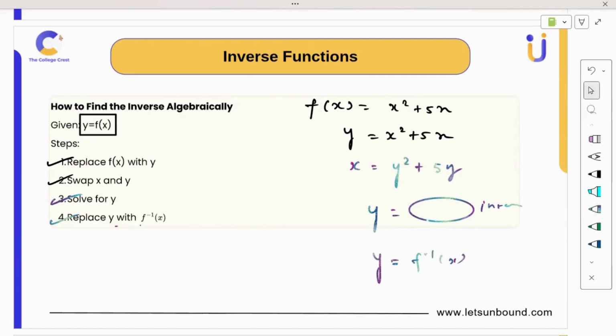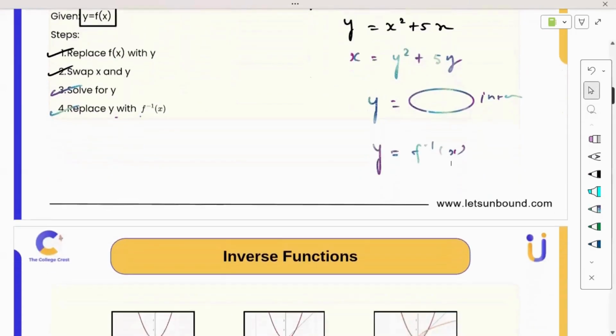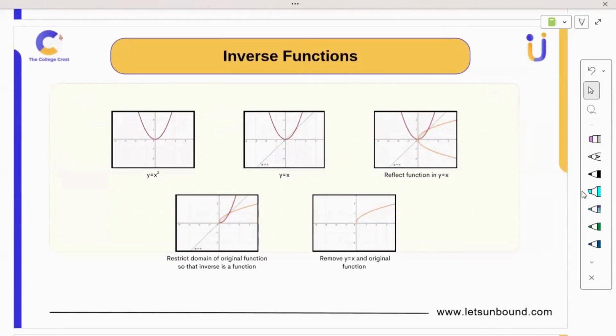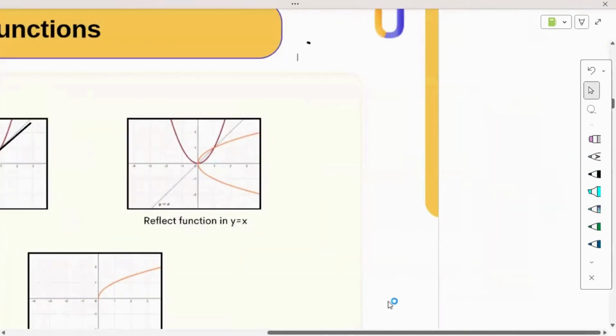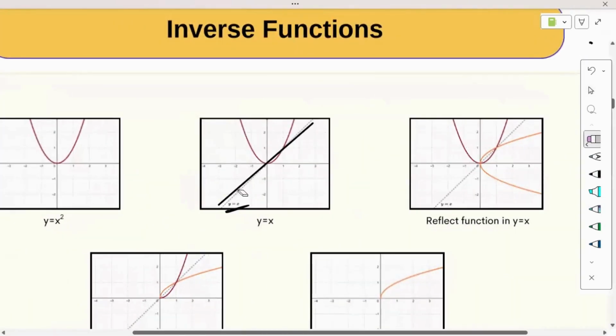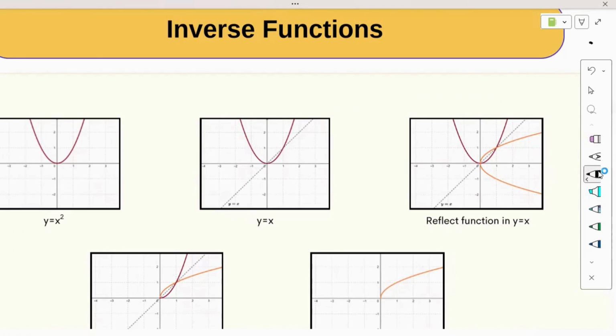This is the analytical process. Let's understand the graphical process. This is a basic quadratic, y equal to x squared. Finding the inverse graphically means we draw the diagonal line y equal to x. Okay, let me zoom. We are drawing the line y equal to x here. And we reflect the original y equal to x squared across the line y equal to x, and we got this orange parabola.